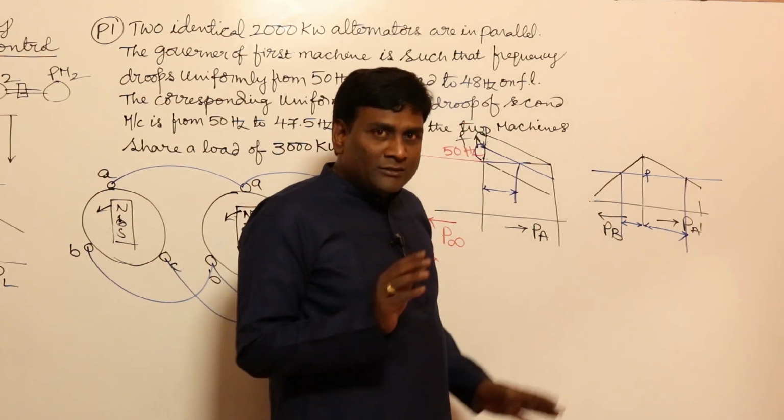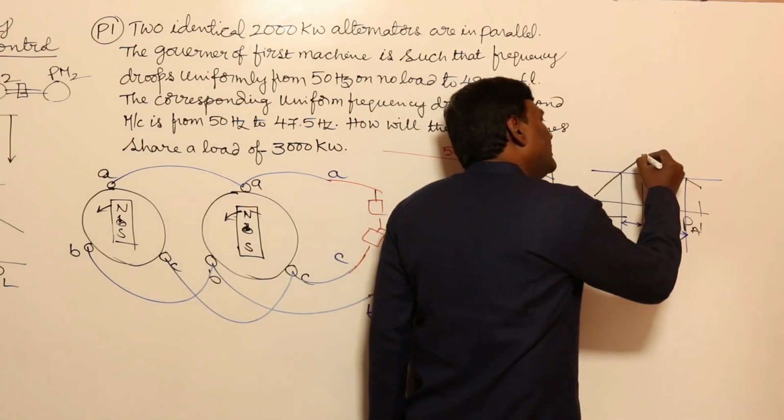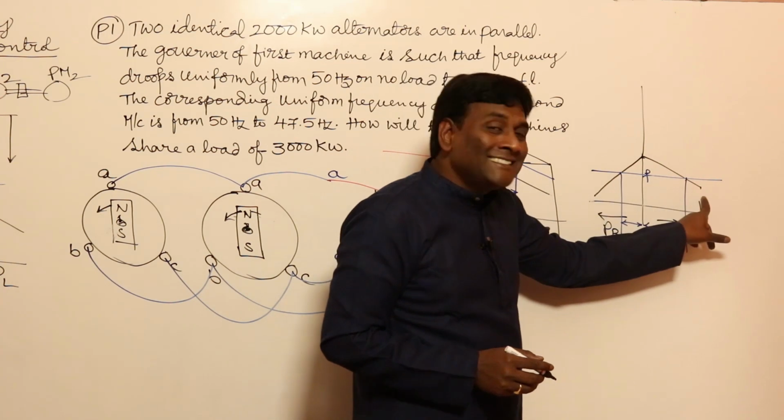Now for example, actually one doubt will be there for the students: students feel this drooping characteristics is more, this drooping characteristics is less.